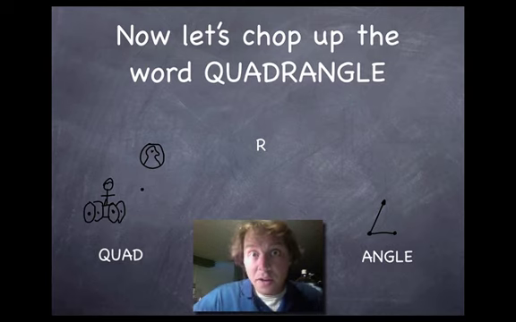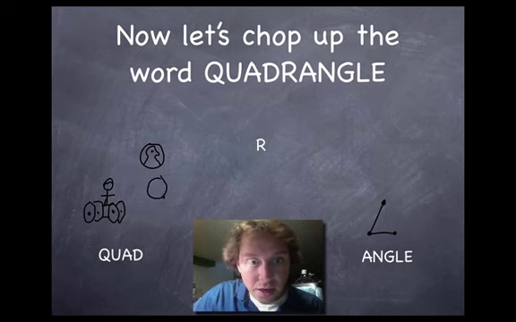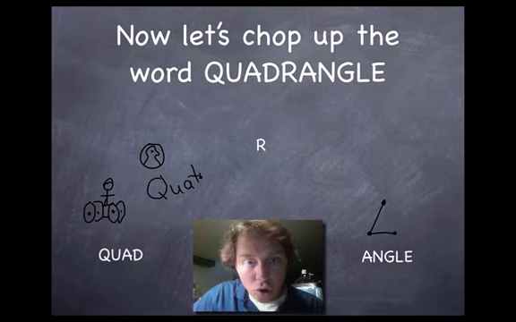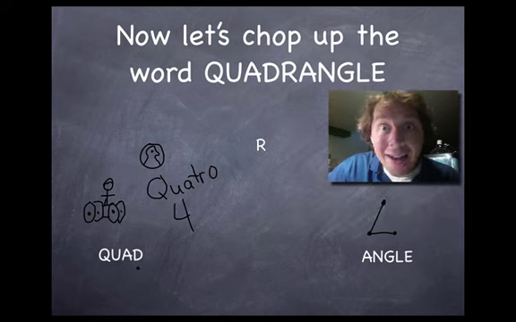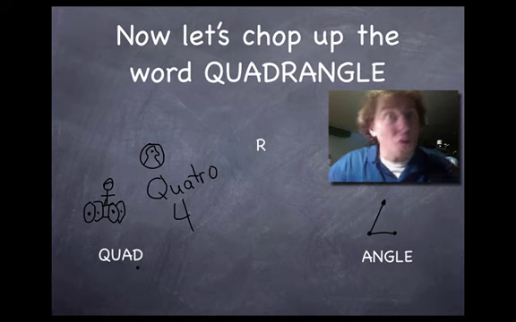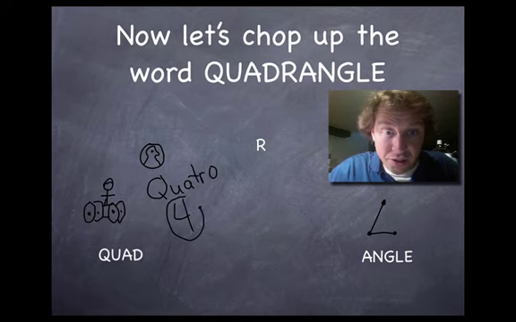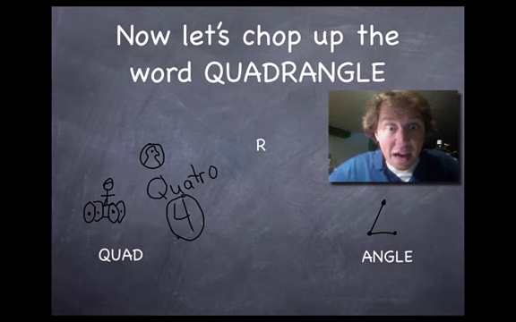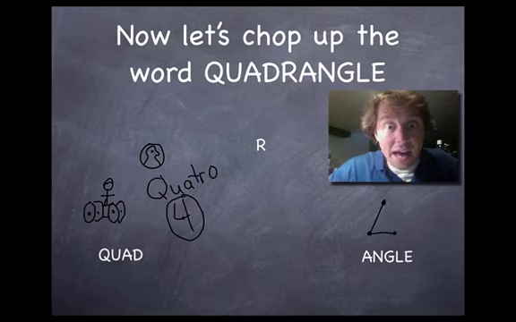All right. And then I'm going to give a shout out to some of my Spanish-speaking friends. What about the word cuatro? Let's write that right there. Cuatro. What does that mean in Spanish? 4. Okay, it means 4. Quad, quar, or qua, any one of those prefixes usually references the number 4. So we have quad, which means 4, and angle, which is where lines come together. So we have 4 angles in a quadrangle.